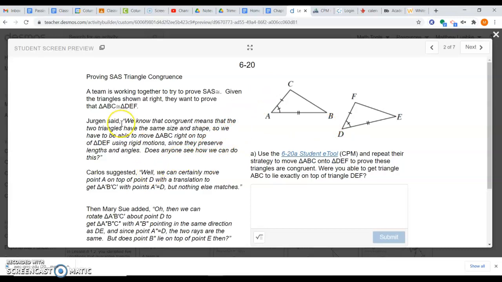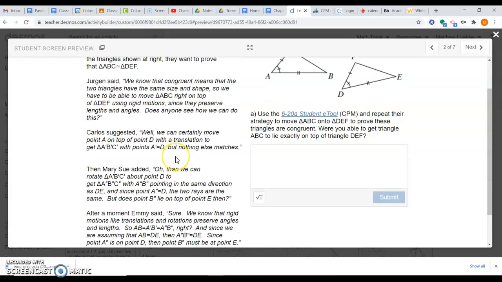And so we see here that Jurgen says that we know that congruency means that two triangles have the same size and shape, so we have to be able to move triangle ABC right on top of DEF using only rigid motions because they preserve, again, lengths and angles. So how can we do this? Well, Carlos chimes in and says, we can certainly move A on top of D with a translation to get a new triangle A prime, B prime, C prime.